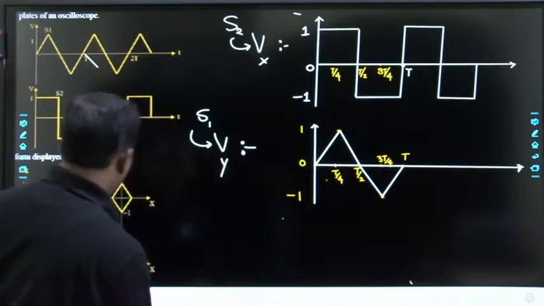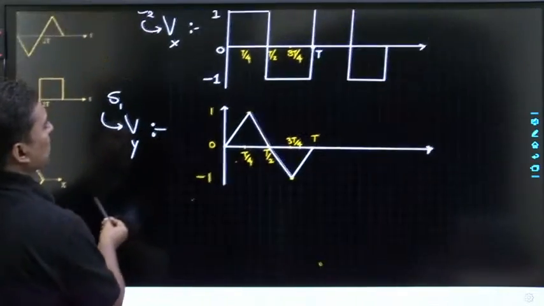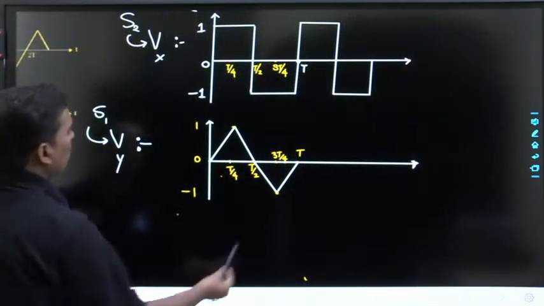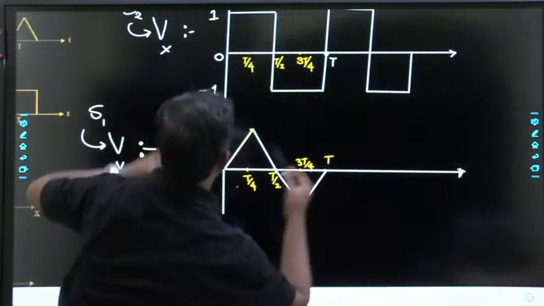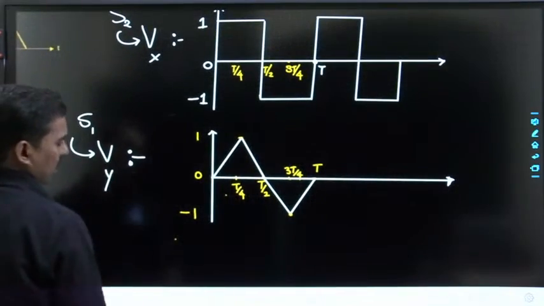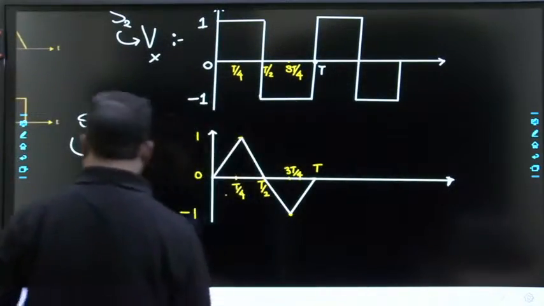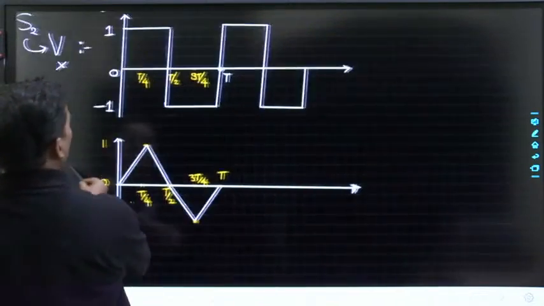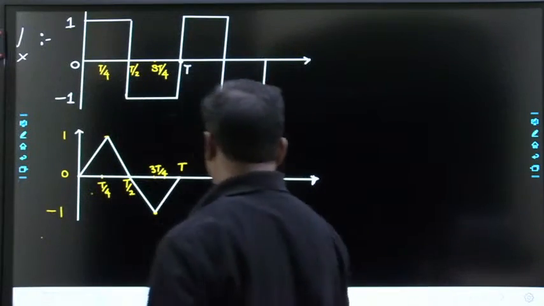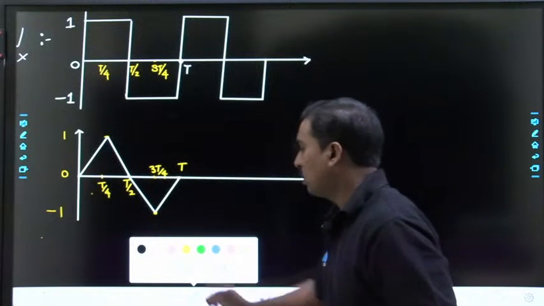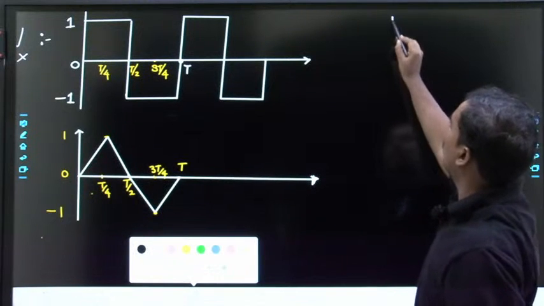Okay. So now how to make the resultant? Dear students, listen carefully. How to make the resultant? So let us make some pictorial analysis here. Pictorial analysis. Let's do it quickly. At t is equal to 0.